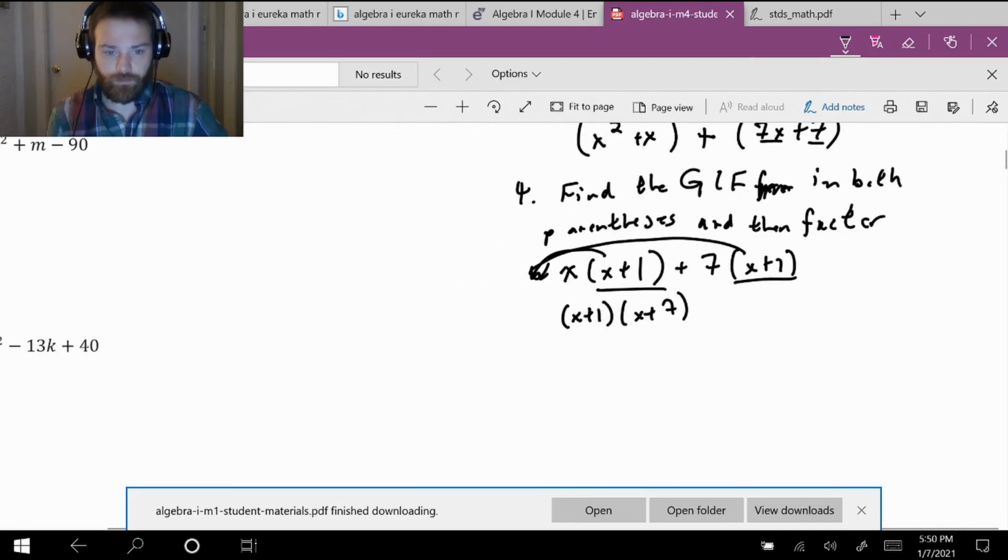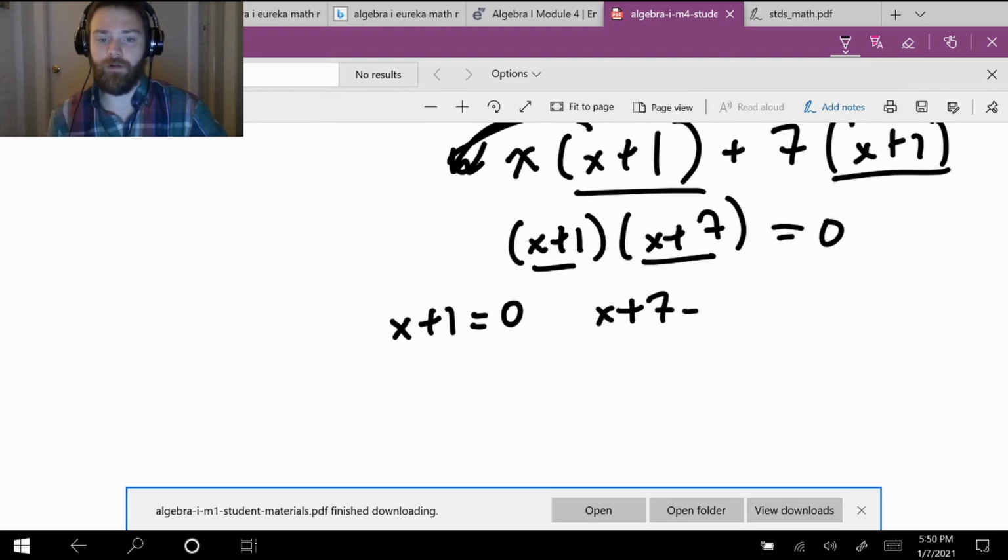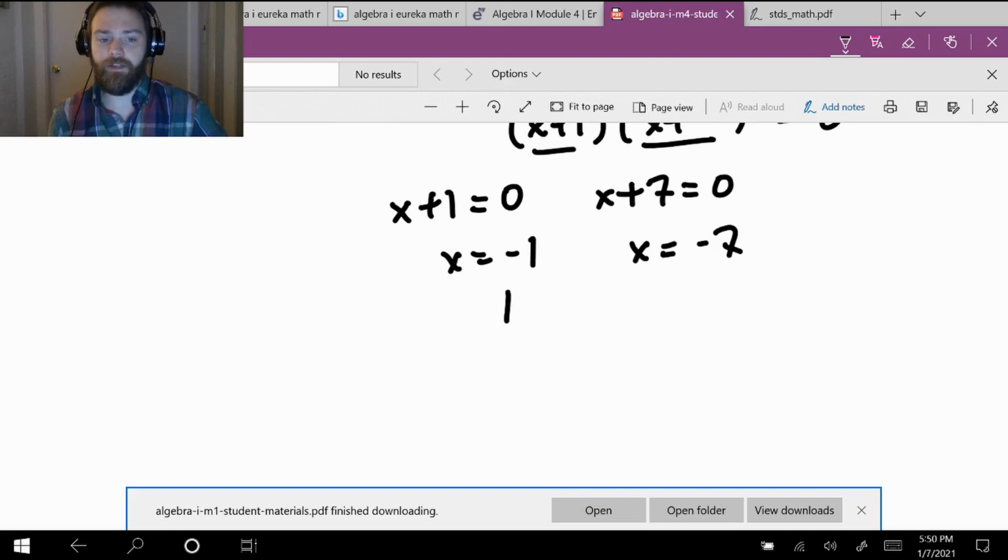So what we just did was find x plus 1 and x plus 7. So to find where this quadratic hits the x-axis, I'm just going to set it equal to 0. And then I have to set each factor equal to 0. So x plus 1 equals 0, and x plus 7 equals 0. So x equals -1, and then x equals -7. And I'm taking a look at this, and I'm saying that these are my zeros. You'll call them roots, or x-intercepts.